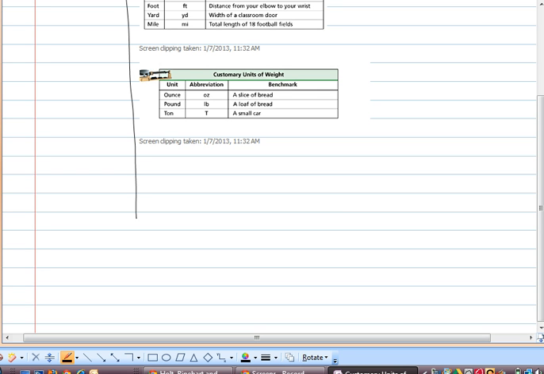All right, when you're converting between measurements, you always want to remember that when you're going from a small measurement to a larger measurement, so for example from inches, which are little, to feet, you're going to be dividing your numbers. So from a small measurement to a large measurement, you're going to divide.